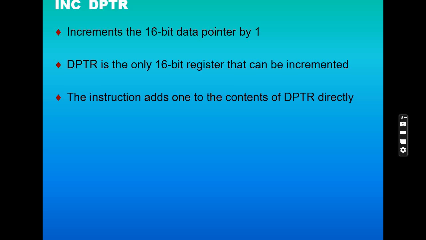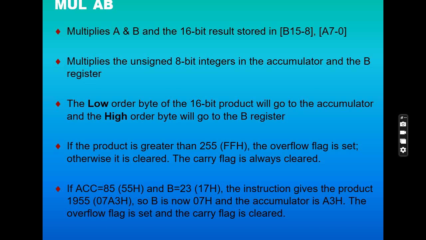INC DPTR is meant for incrementing the DPTR, which is a 16-bit register. Similarly, we have MUL AB. This instruction performs a multiplication operation between register A and B. The lower order result will be stored in the accumulator, and the higher order result will be stored in the B register.